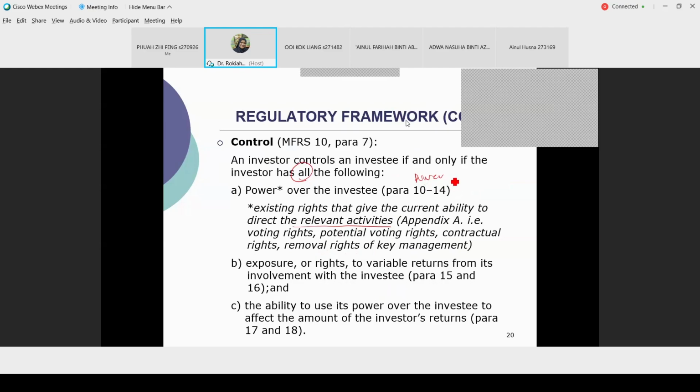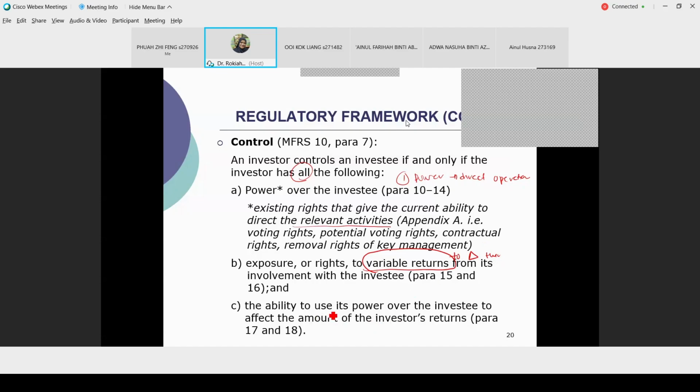So power here means you have control in terms of being able to direct the activities of the company. You are involved with the operations of the company, the power to direct the operation. That is the first one. The second one, you have the right to variable returns. Variable returns here means to change the returns. Let's say the company says we're going to pay you 10%, but they say no, we're going to receive another 15%. So they can vary the returns.